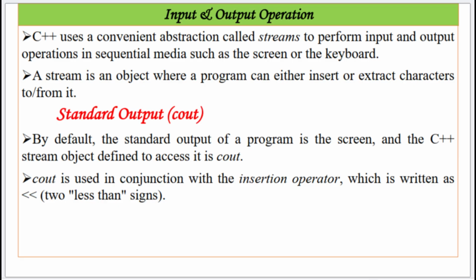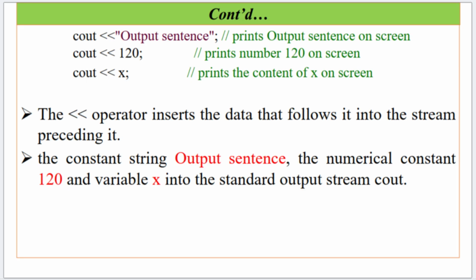Standard output, cout. By default, the standard output of a program is the screen, and the C++ stream object defined to access it is cout. cout is used in conjunction with the insertion operator, which is written as <<, two less-than signs. Examples: cout << "Output sentence"; prints the output sentence on screen. cout << 120; prints the number 120 on screen. cout << x; prints the content of x on screen. The << operator inserts the data that follows it into the stream preceding it. Here the constant string "Output sentence", the numerical constant 120 and the variable x are inserted into the standard output stream cout.